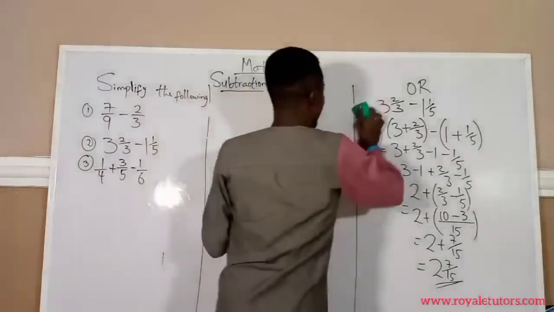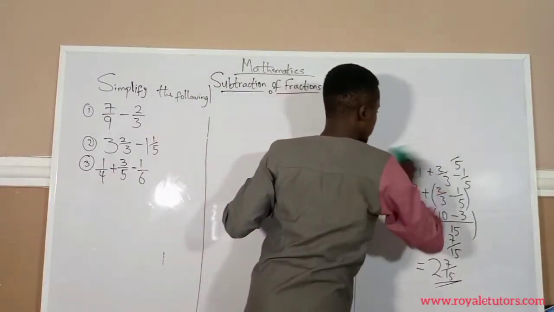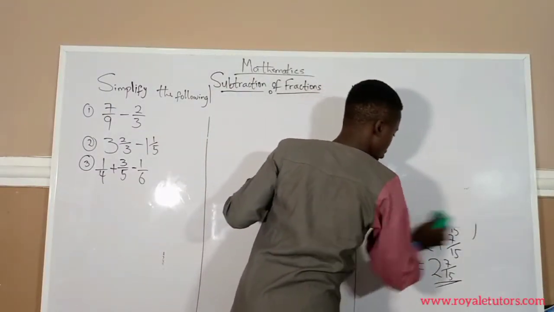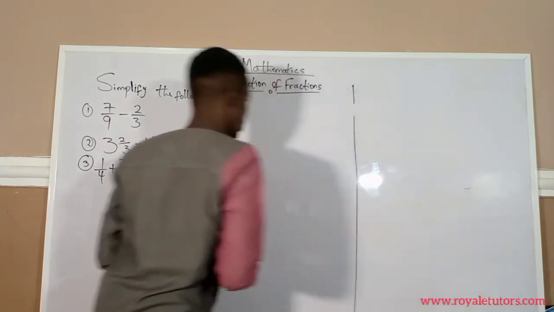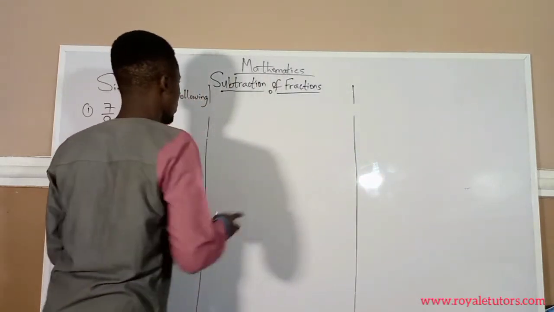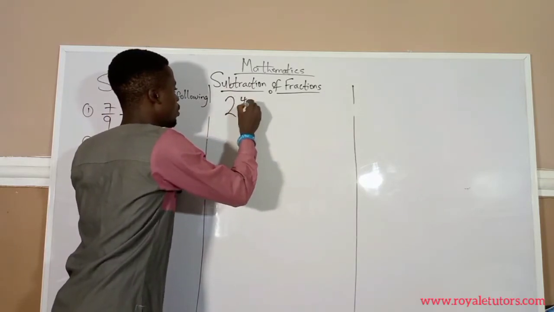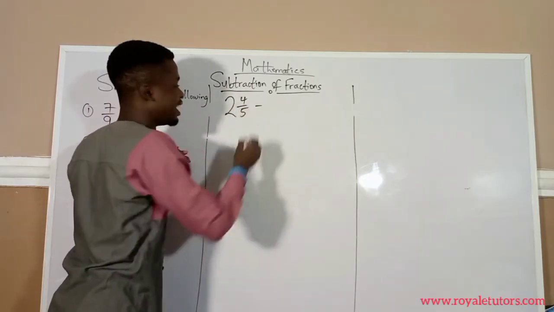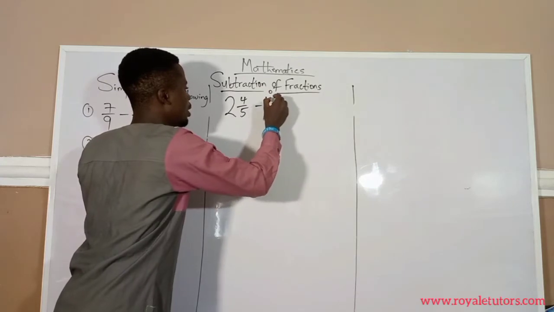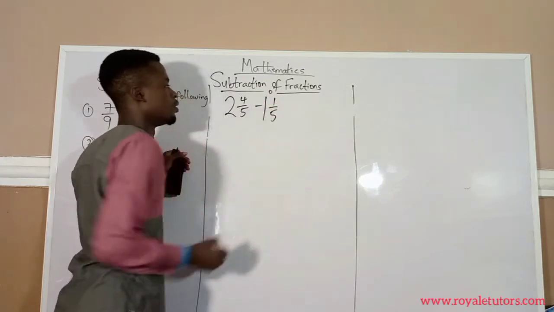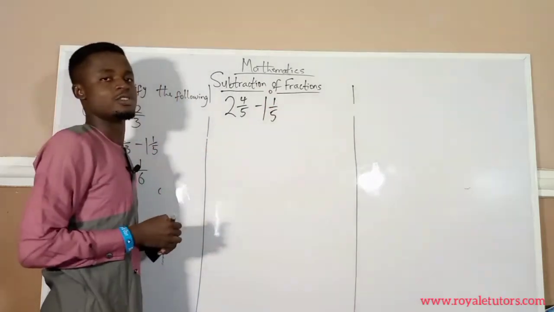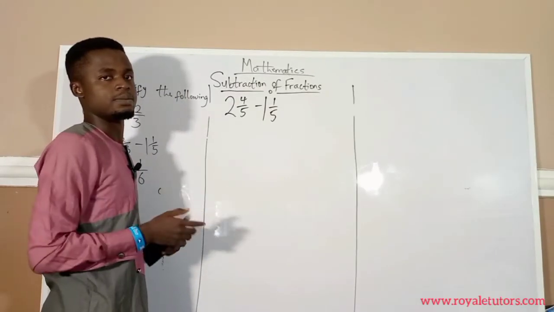Okay, so let me give us one to try. What if we have 2 whole number 4 over 5 minus 1 whole number 1 over 5? So what is it going to give you? Pause the video now, then play it back later.